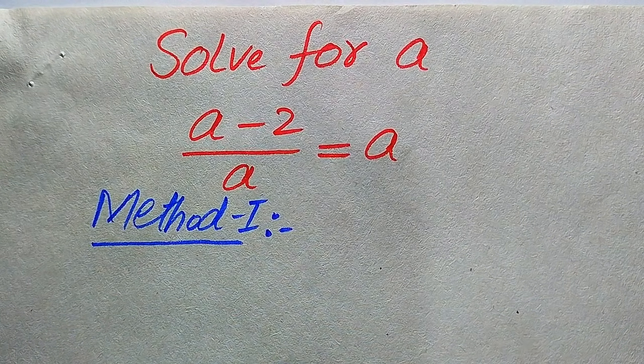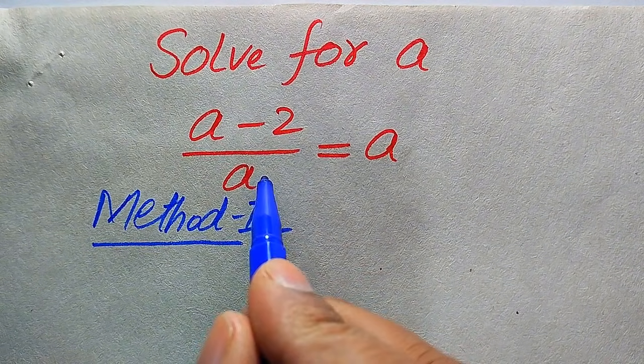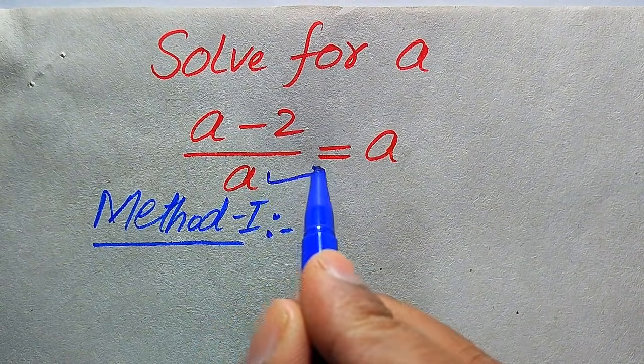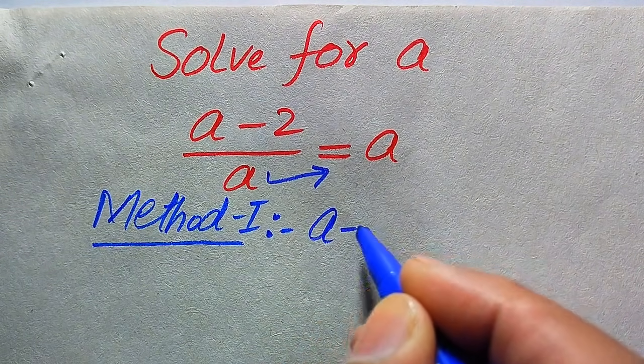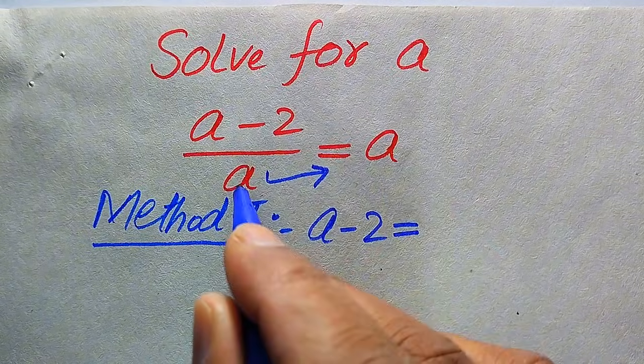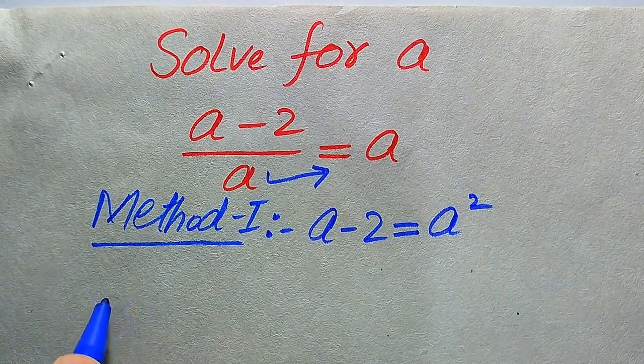And we move towards the solution of this problem from the first method. Here you see that this a is divided on the left hand side, and when we move it to the right hand side, it is multiplied by this a, and it will be written as a minus 2 is equal to a multiplied by a, which becomes a square.